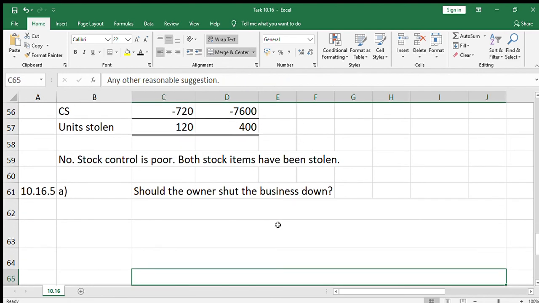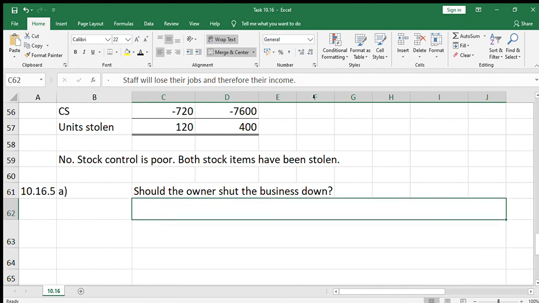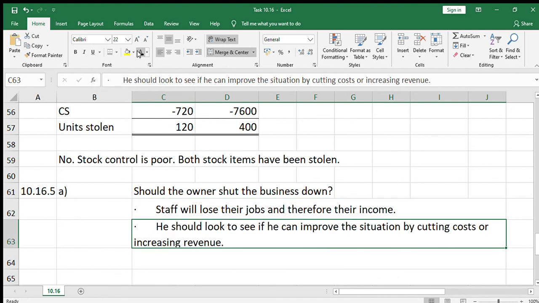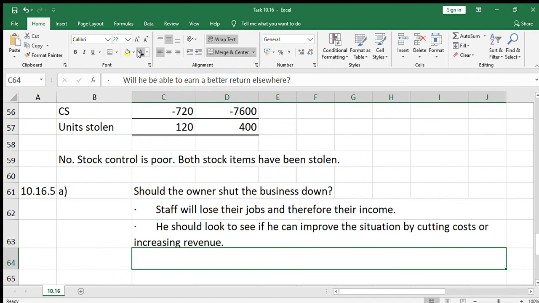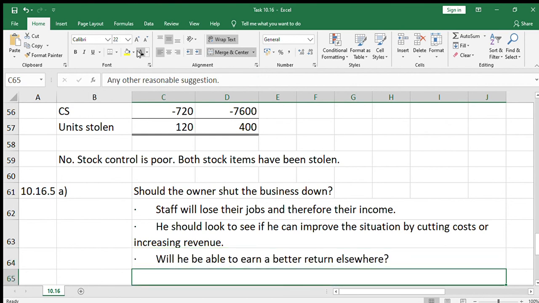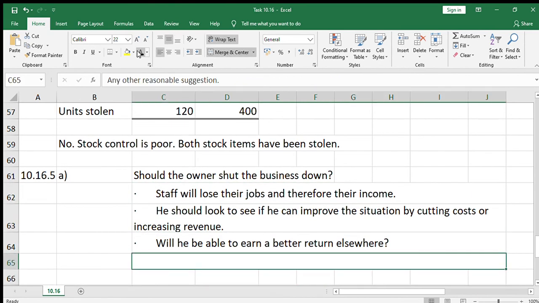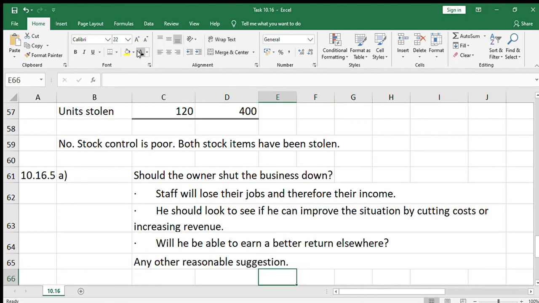Okay, 10.16.5a. The owner is not happy with the profits of the business, is considering closing down. Discuss two factors that the owner needs to take into account before making this decision. Okay, so staff will lose their jobs and therefore their income. He should look to see if he can improve the situation by cutting costs or increasing revenue. So before deciding to just shut down, we should look at every possible solution. Okay, will he be able to earn a better return elsewhere? So is his return on investment good enough, or should he shut down the business and invest his money elsewhere? So any other reasonable suggestion as well, right?